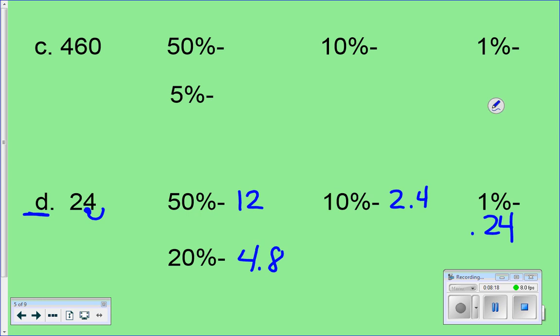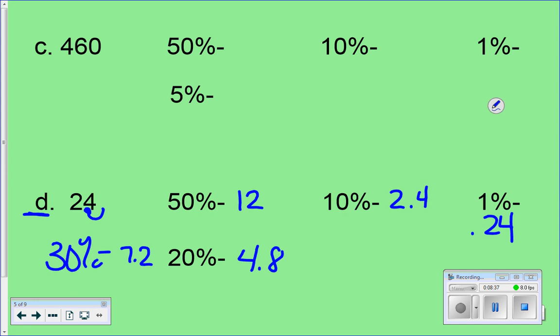What if I wanted to find 30%? What could I do now? Let's find 30%. What? 20 plus 10? Okay, so what's that going to be? 7.2. Do you see how you can consistently work off of 10% if you need to find something?